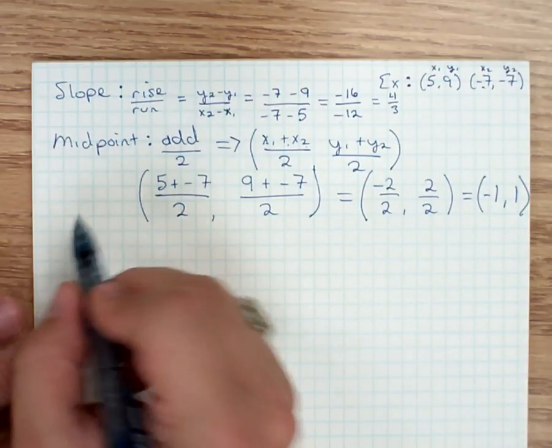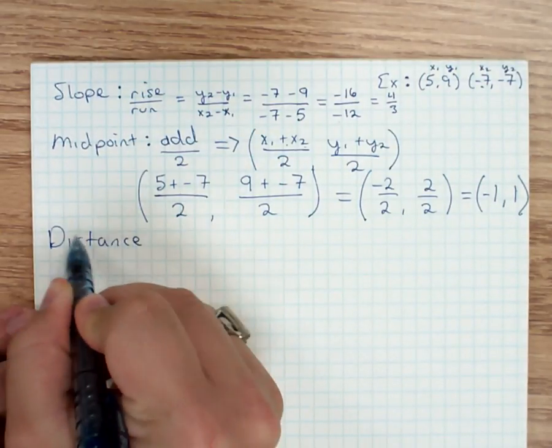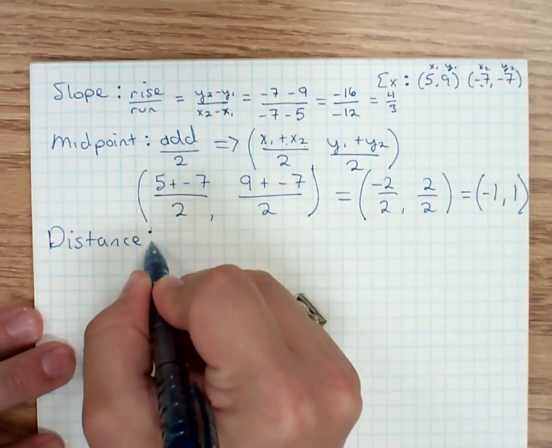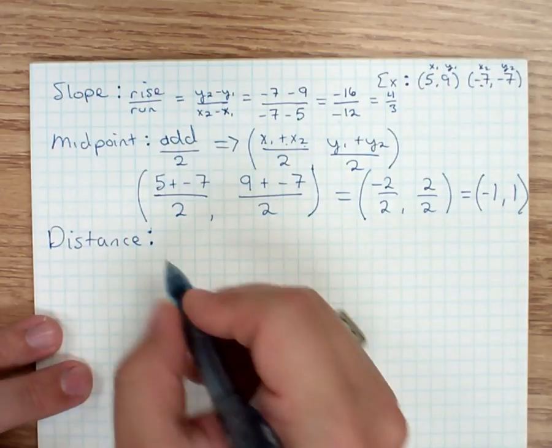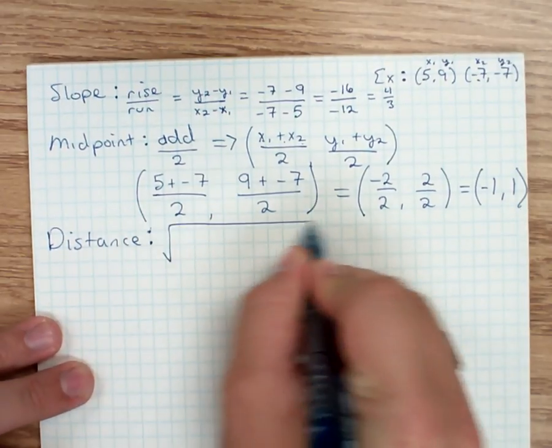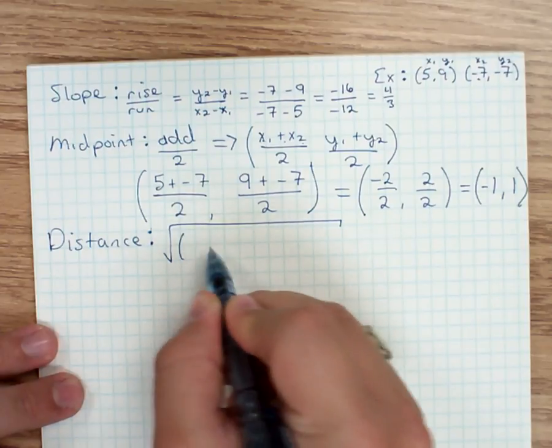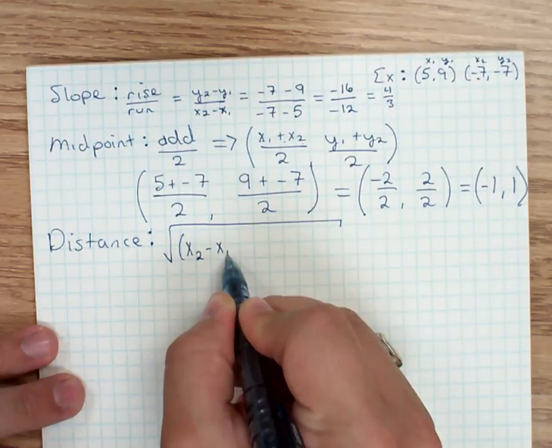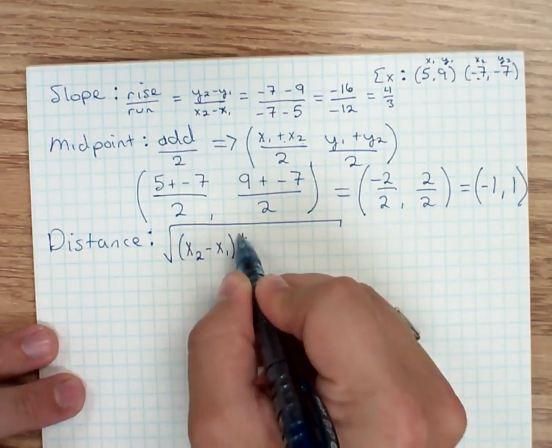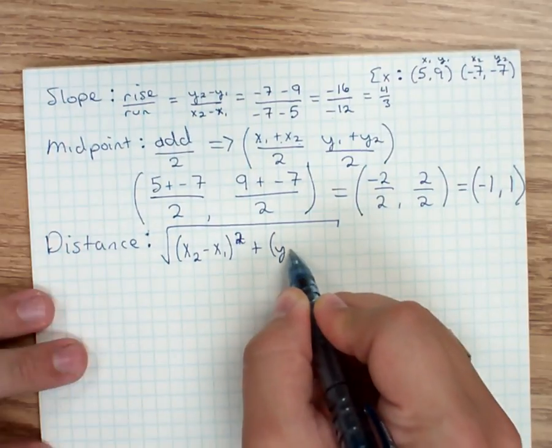And now finally we have the distance formula. And that is the square root of the x's. So I have x2 minus x1 squared, plus y2 minus y1 squared.